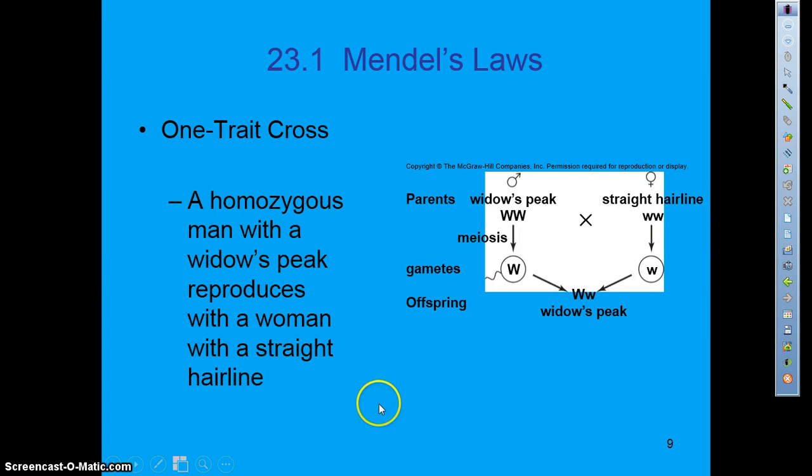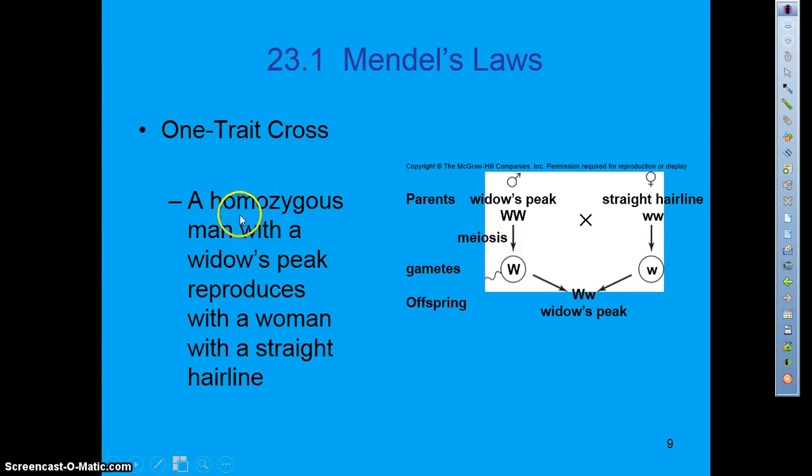We're going to pick up where we left off with the last lecture, and we're going to talk about monohybrid crosses, or one-trait crosses. So, one-trait crosses: a homozygous man with a widow's peak, and it's a one-trait or monohybrid cross because we're just looking at widow's peak, nothing else, reproduces with a woman that has a straight hairline. So what are the possibilities for the parents?